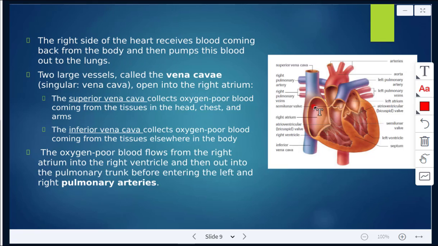This oxygen-poor blood flows from this right atrium into the right ventricle. All right, so we're in the right ventricle. And then it's going to get pumped into this pulmonary trunk right here before entering the left and right pulmonary arteries. All right, so here are the arteries, and it's going to go to the lungs. The blood will go to the lungs.